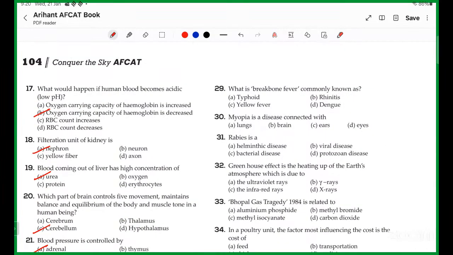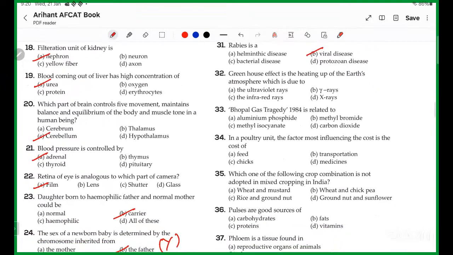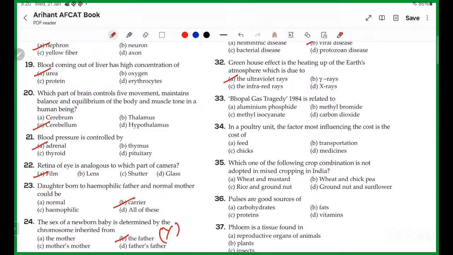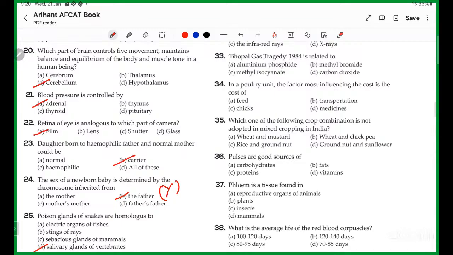Breakbone fever is dengue. Myopia is a disease connected with eyes. Rabies is basically a viral disease. Greenhouse effect is heating up of the Earth's atmosphere, which is due to UV rays. Bhopal gas tragedy is related to methyl isocyanate.